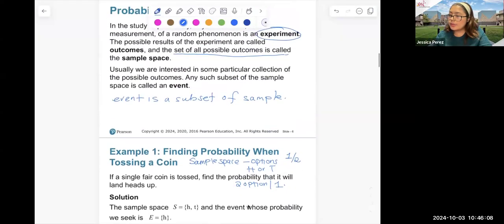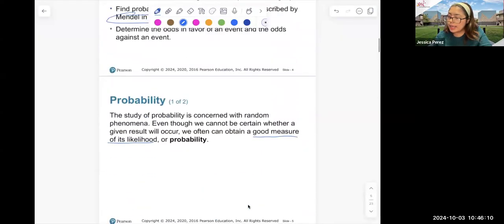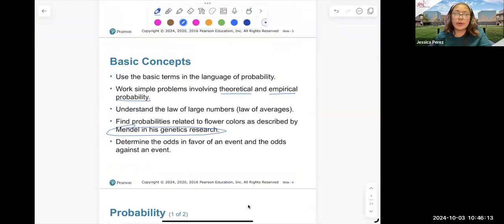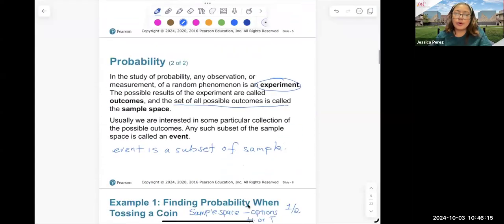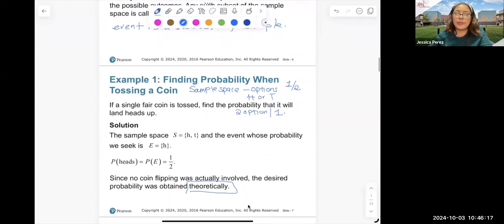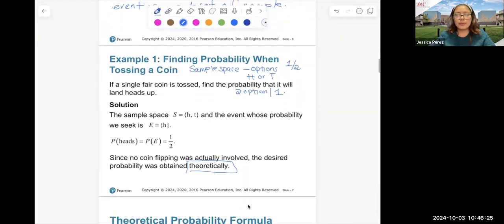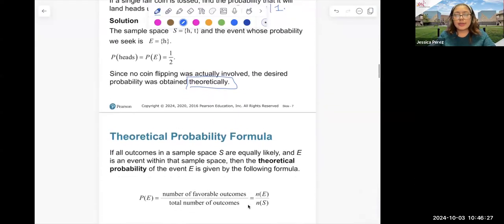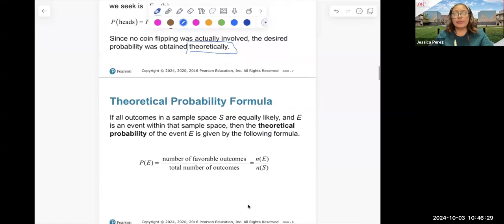There are two types. There's the theoretical and there's also the empirical. So far we've talked about the theoretical because we're not actually performing the experiment. We're just taking the sample space and then selecting it by chance. Let's look at this theoretical probability formula.